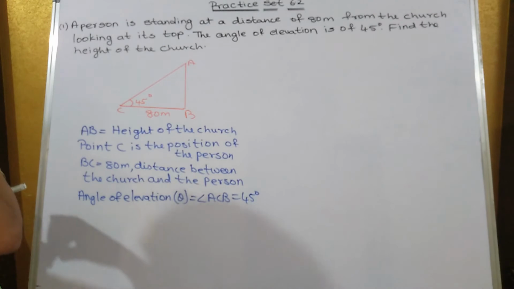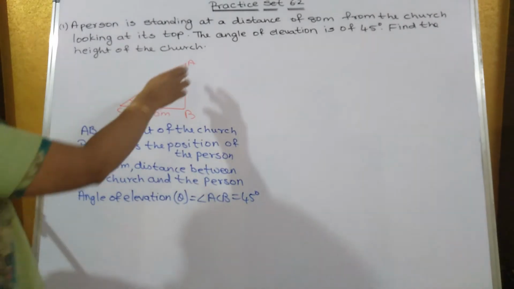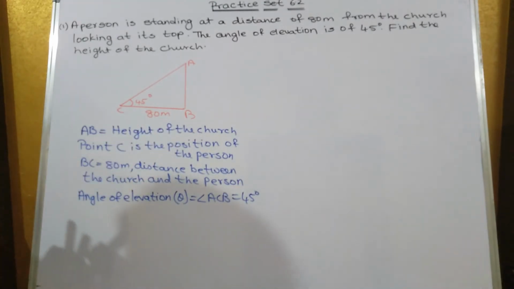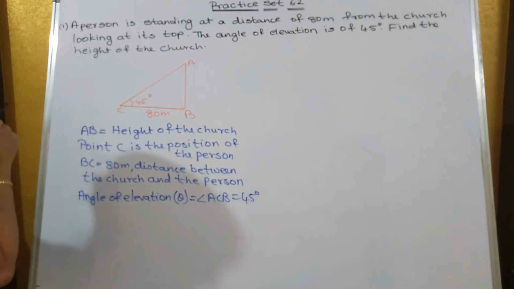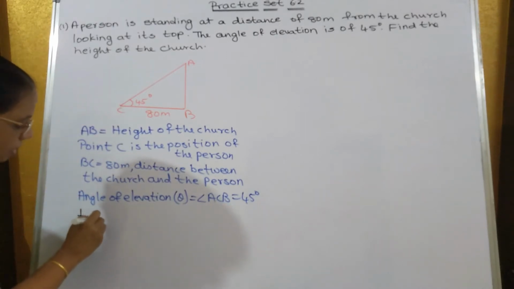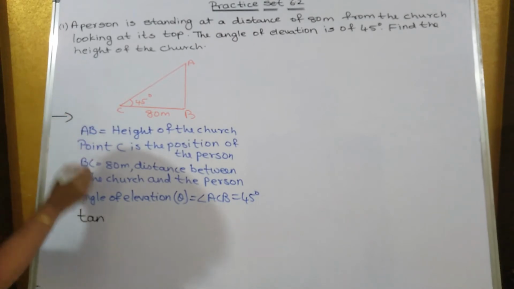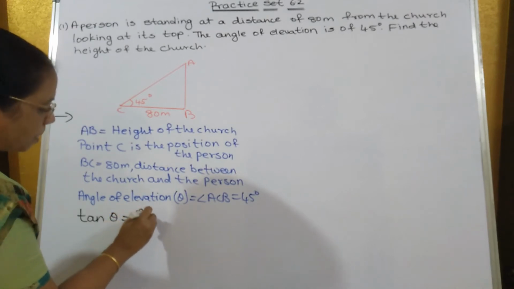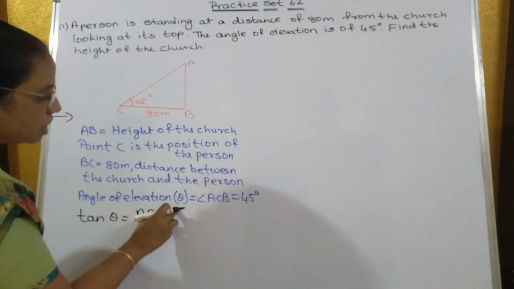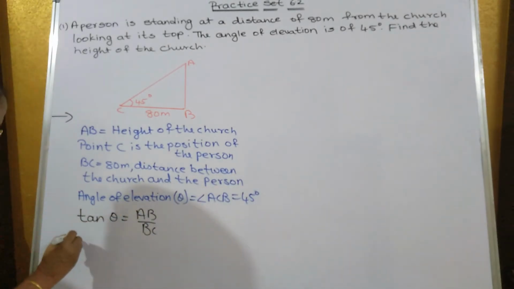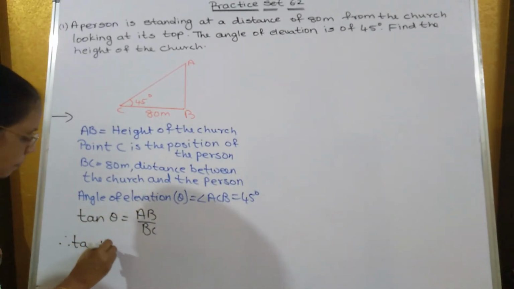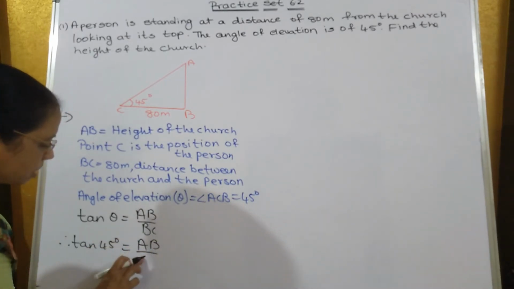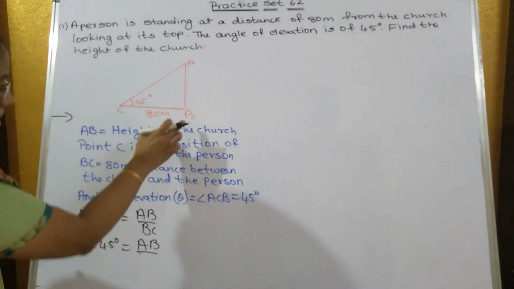Now we know that AB is the opposite side of this angle and BC is the adjacent side. So opposite side and adjacent side are in which trigonometric ratio? In tan theta. So tan theta is equal to the opposite side, that is AB, upon BC. Now theta is equal to 45 degrees. Therefore tan 45 degrees is equal to AB, which we have to find out, upon BC, which we know. BC is 80 meters.